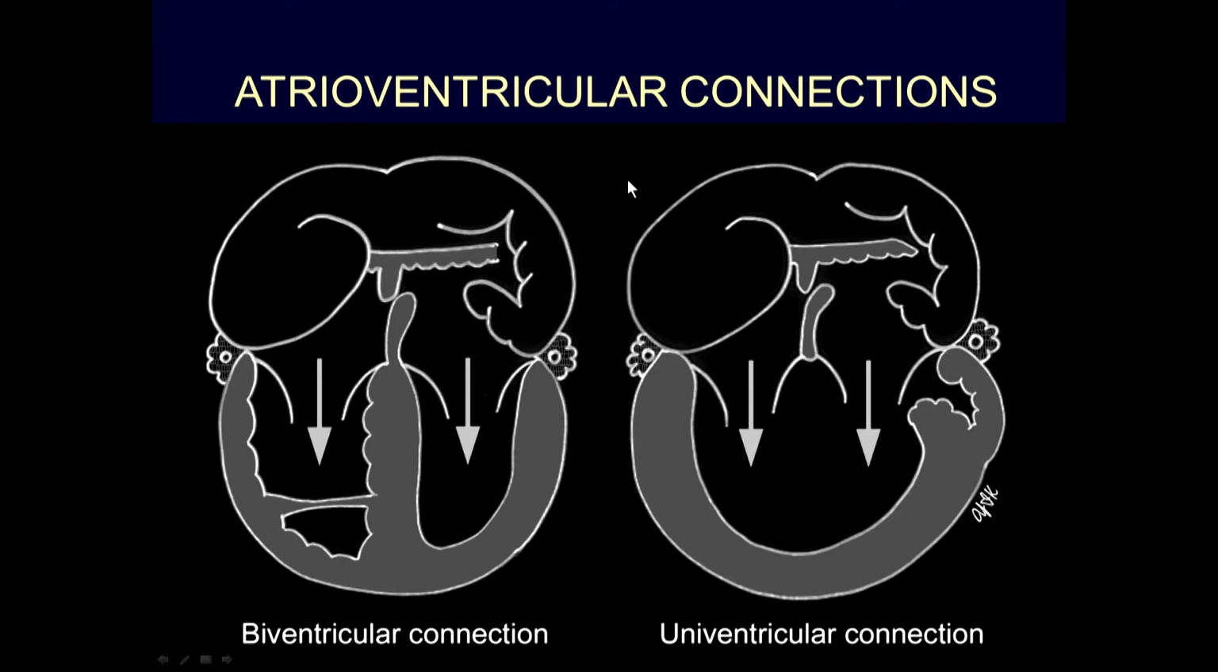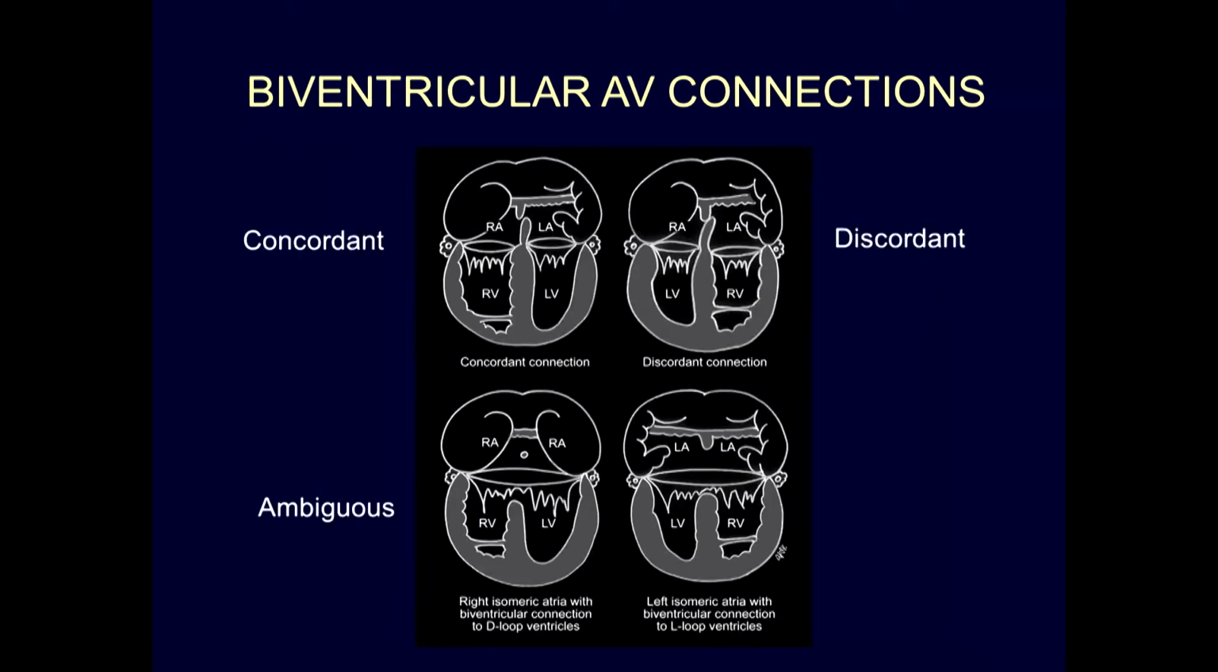And we can move to AV connections. There are two main types of AV connection: biventricular AV connection and univentricular AV connection. Biventricular AV connection means each atrium is connected to its own ventricle, but in contrast, in univentricular AV connection, the total AV junction is joined to one ventricle. This is univentricular AV connection.